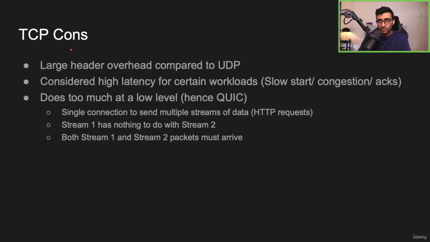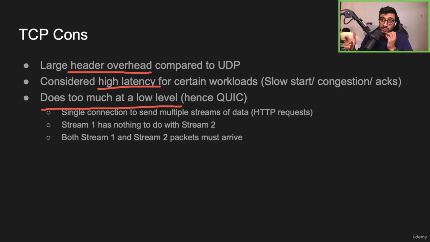Compared to UDP, which we're going to do in the next lecture, TCP has a larger header size. The TCP header is larger than UDP because of all these window sizes, length fields, the sequences, the options and all that stuff. It is a larger header, up to I think 40 bytes or something. And it's sometimes considered high latency because of these algorithms, for certain workloads. It does too much at a low level. This flow control and this ordering specifically is a little bit too much for a single connection.